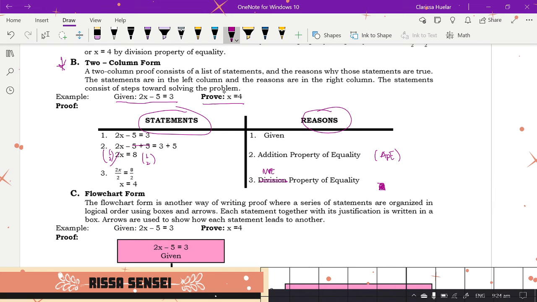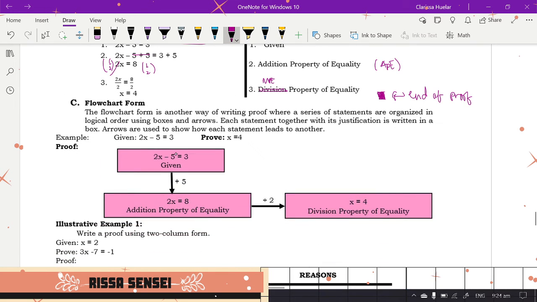May, meron kayong parang square shape, tapos nakaitim, ganyan. Ibig sabihin ito, end of proof. Tapos na kayo mag-prove. End of proof na yan.